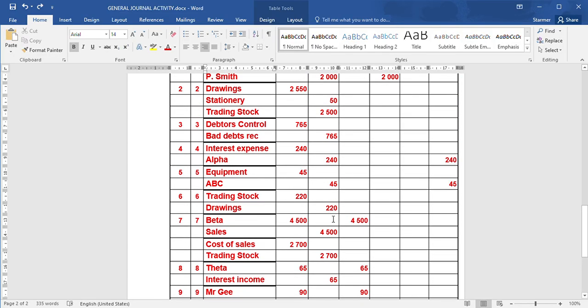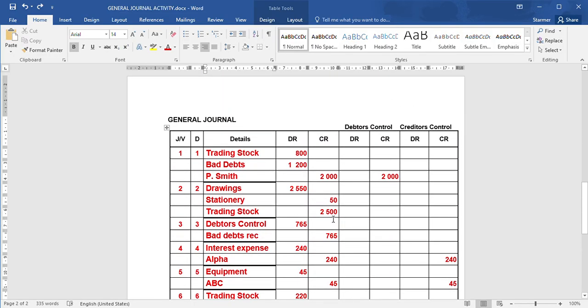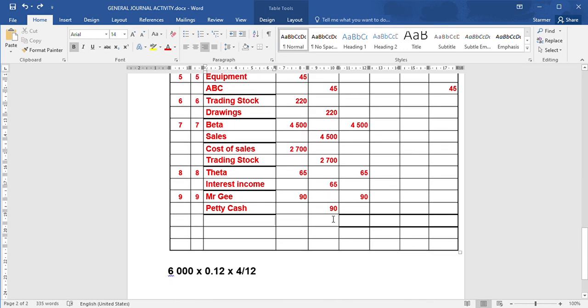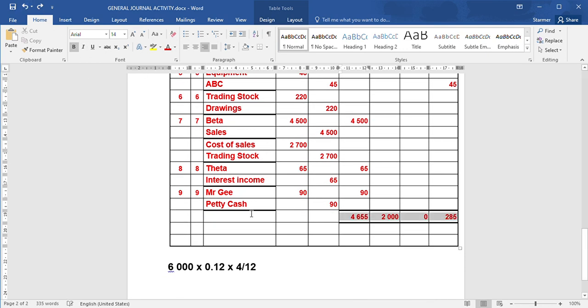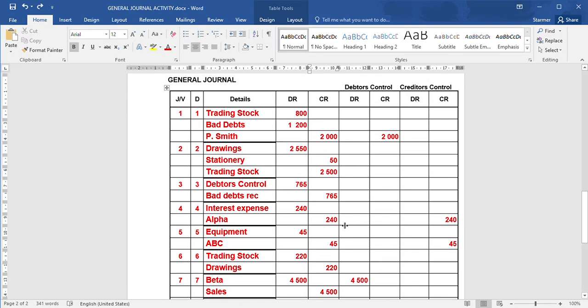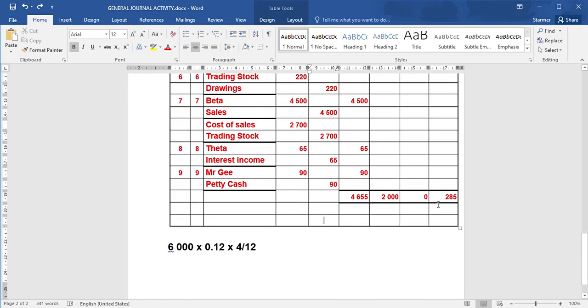Now one thing I didn't do in the worked example on this is I did not total this general journal. This general journal needs to be totaled, just the debtors control and the creditors control columns, because these are going to need to get posted to the general ledger account.